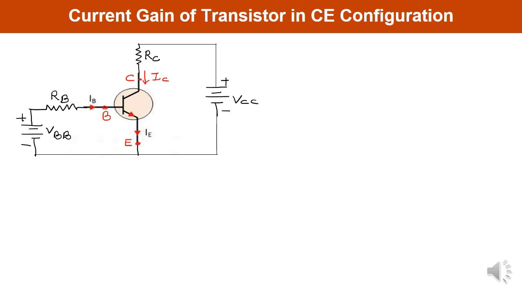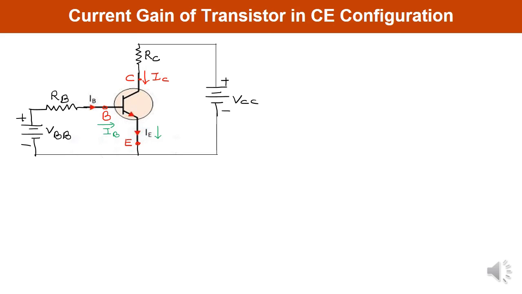Common emitter configuration means the emitter terminal is common with the base and collector, and the base current is the input current. This is the base current IB, the direction has already been shown, and the collector current direction is also shown, and this is the direction for the emitter current. In common emitter configuration, current gain is defined as the ratio of collector current to the base current.